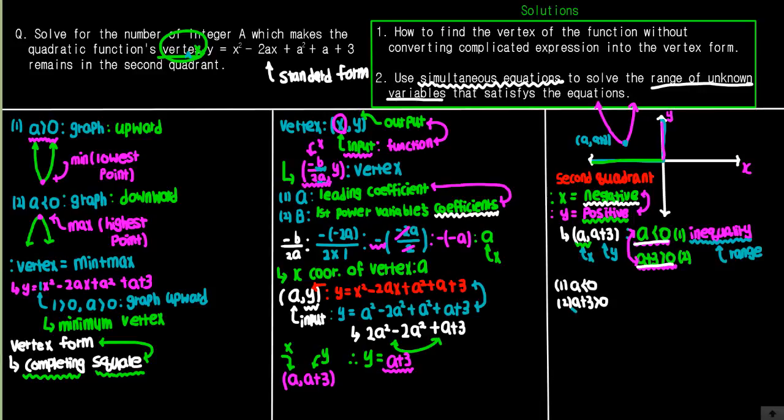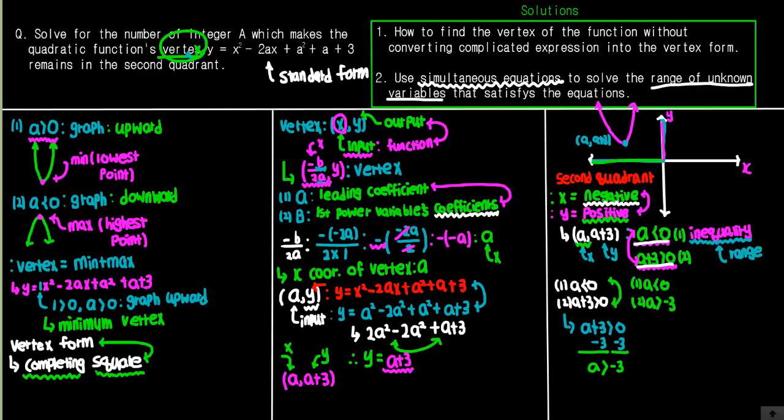For the second one, we can simplify this further. A plus 3 is greater than 0. We can subtract 3 from both sides in order to isolate our a term, and we're going to get a is greater than negative 3. So we can write our inequalities down again. The first one was a should be less than 0. The second one was a should be greater than negative 3.